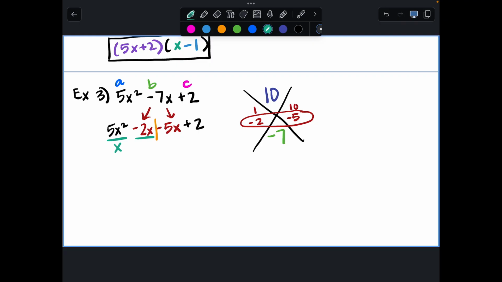Common factor is x. So we have 5x minus 2. 2 divided by negative 2 is negative 1. And we get 5x minus 2.